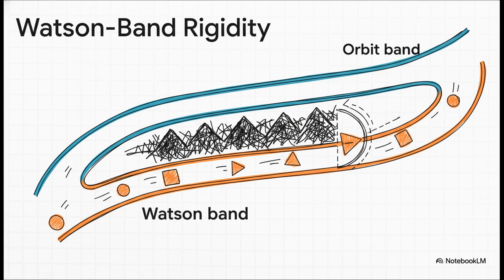Basically, it proposes that all the Watson class kernels are just as disciplined as the orbit-type ones. Their growth rates are rigidly locked inside the Watson band. And maybe most importantly, it says these two bands are completely separate. The Watson class dynamics never cross over and play in the orbit band sandbox.